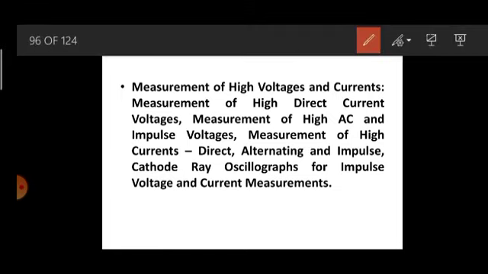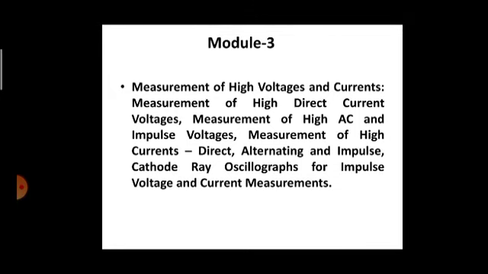Module 3 hence deals with measurement of high direct current voltages, measurement of high AC and impulse voltages, measurement of high currents, be it DC or AC, and also impulse currents, and the CROs, cathode ray oscilloscopes, which we use for the measurement of impulse voltages and currents. These things we'll see in module 3.